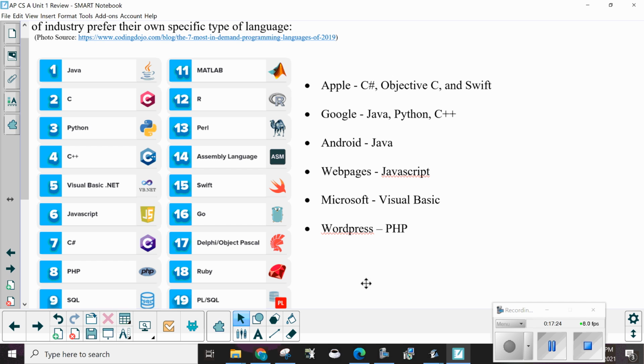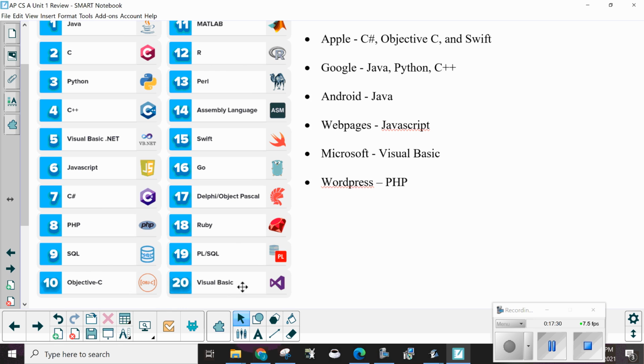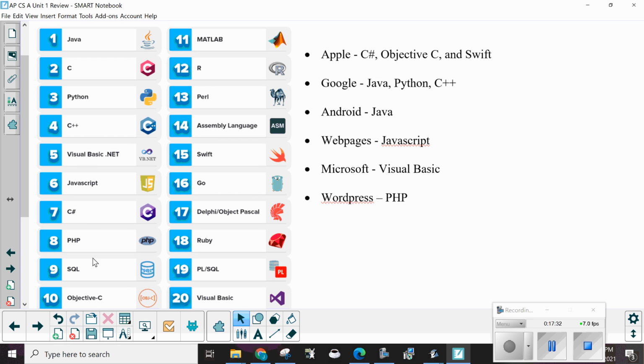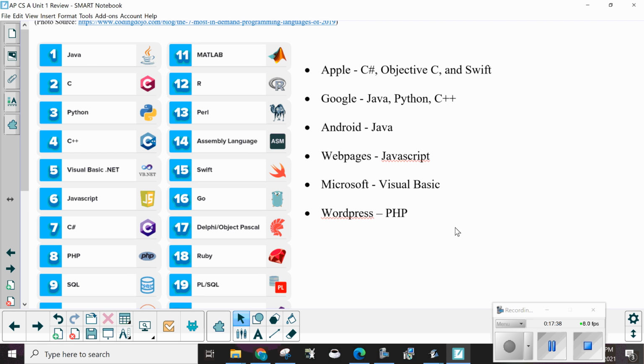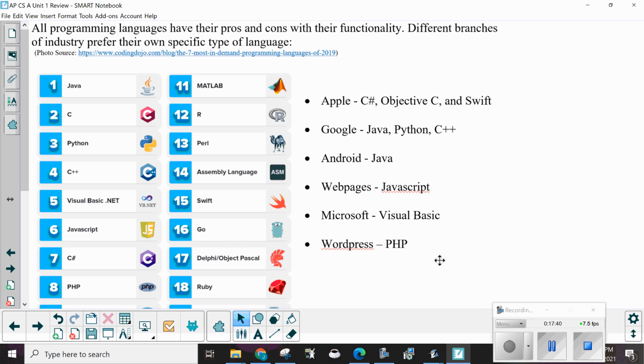I personally have programmed in assembly language, Perl, MATLAB, SQL, Visual Basic, SQL, JavaScript, Visual Basic, C++, Python, and Java. Yes. And here are companies and the ones that prefer different things. For the most part, Java is probably the number one language in use.